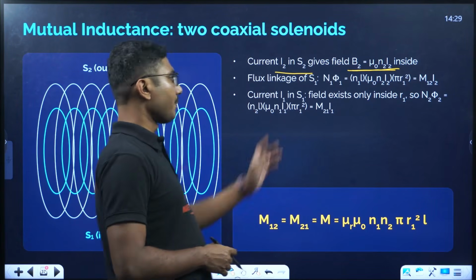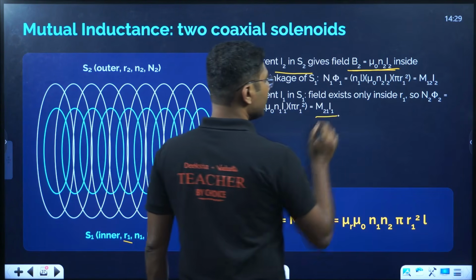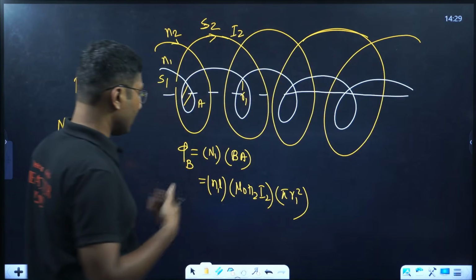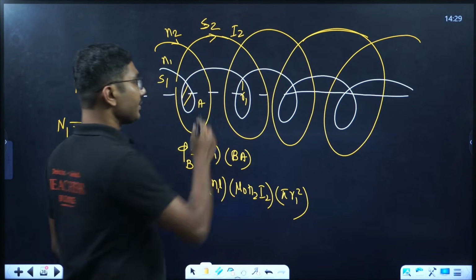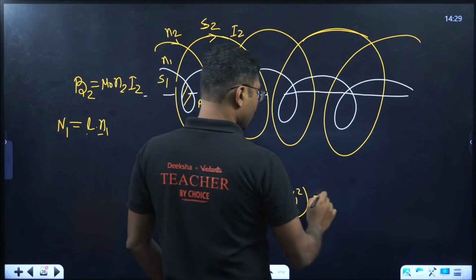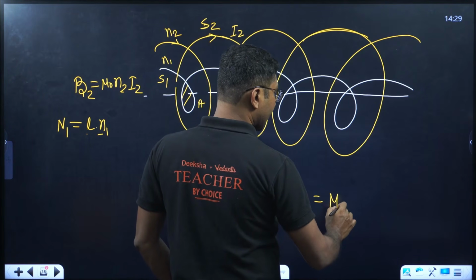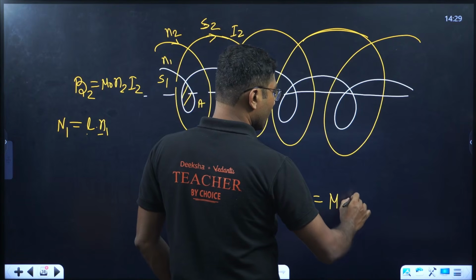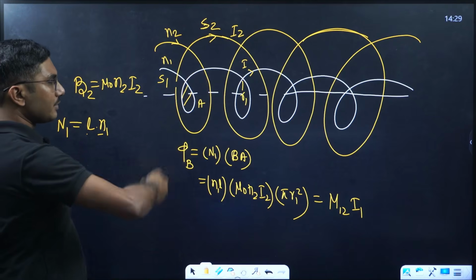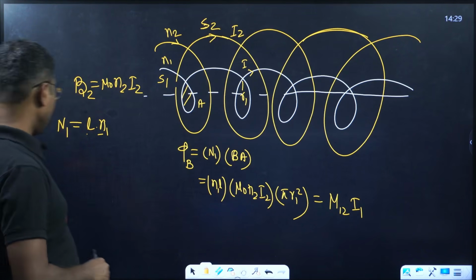Now, if the current which is induced in the inner coil is I1, then this must be proportional to the mutual inductance of 1 due to 2 into I1. Current in the inner part is I1, so you can compare it and find out the value of the mutual inductance.